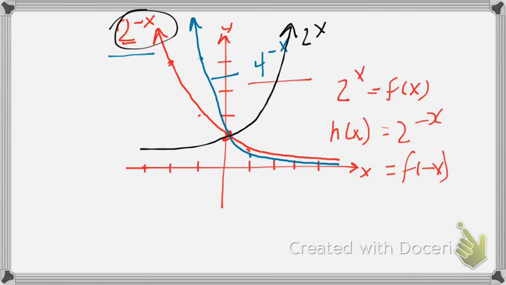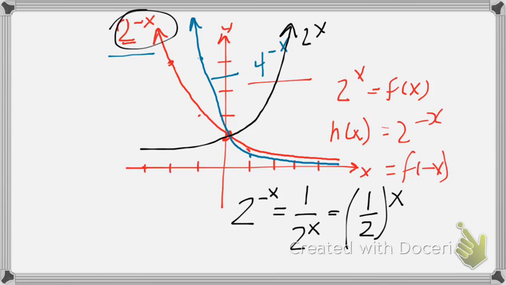So what else do we notice? If I have 2 to the negative x, let's rewrite this as 1 over 2 to the x. We can also notice that this is the same thing as 1/2 raised to the x power. And so in a little bit, we're going to see the relationship between this function with a positive exponent and this function with a negative exponent.